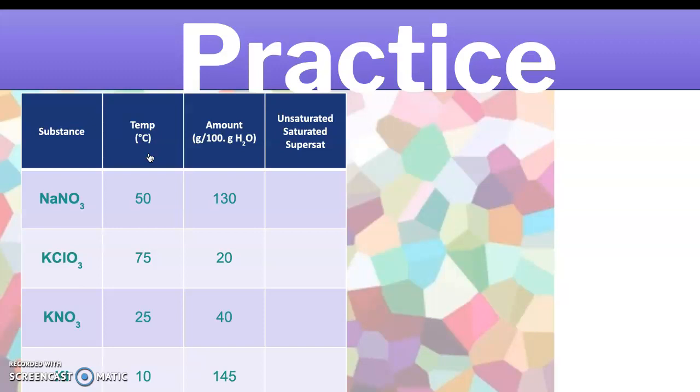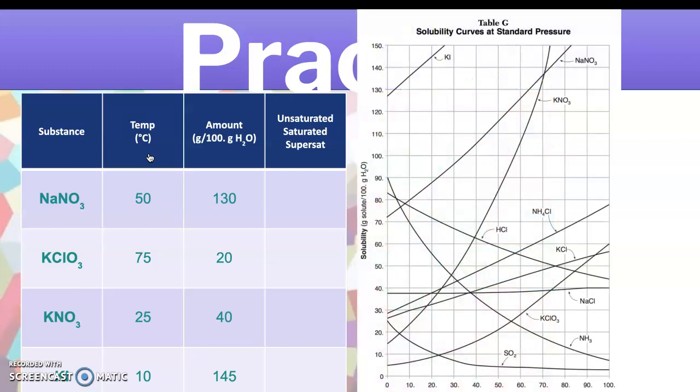Given a specific temperature and amount of grams per water, we're going to determine if a substance is unsaturated, supersaturated, or saturated. So the first example is NaNO3 at a temperature of 50 degrees Celsius and 130 grams. So I'm going to go to 50 degrees Celsius. I'm going to look for my curve, NaNO3. This is my curve. And they're asking us 130 grams.